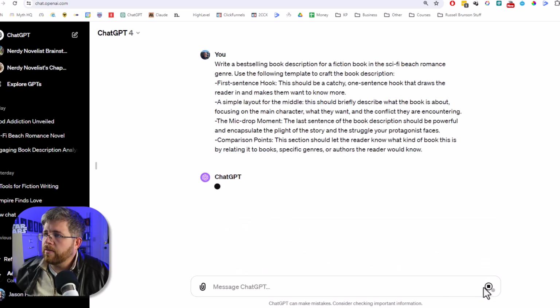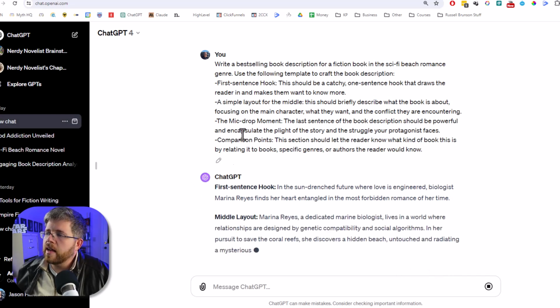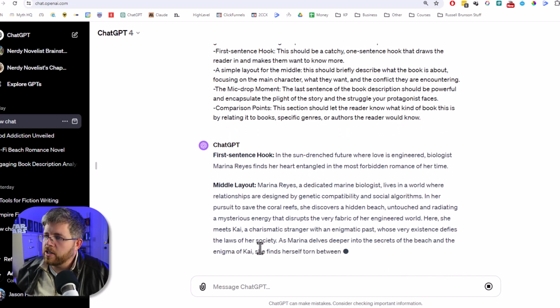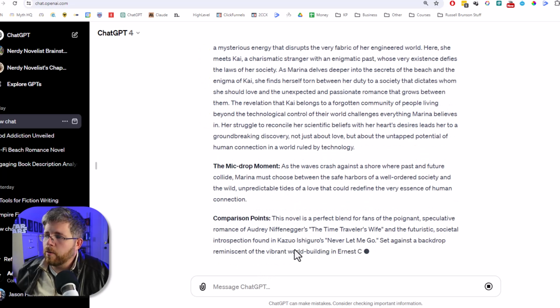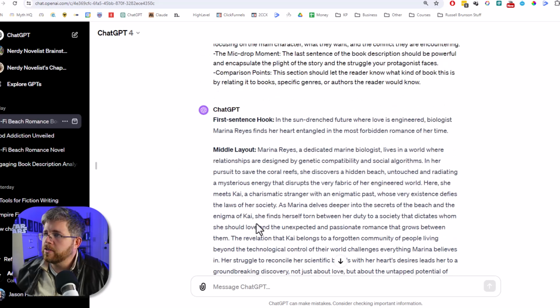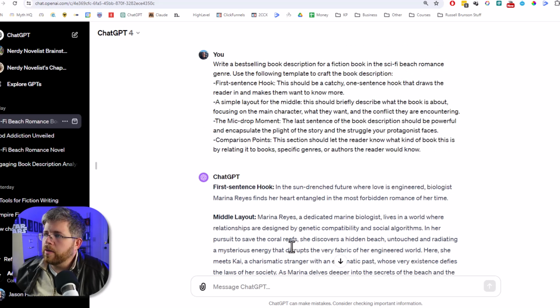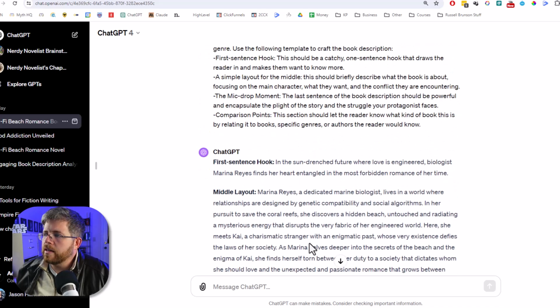Regardless, we just give it a framework, and this is what it gives us. All right, so it's laying it out here in different sections, which is fine. But it's not formatted that great for a book description, but you could just format this yourself. One thing we might want to do is adjust this prompt to give it a word limit, because honestly, all of the book descriptions that it's given us so far have been a little too long. But let's go ahead and read what it gives us.